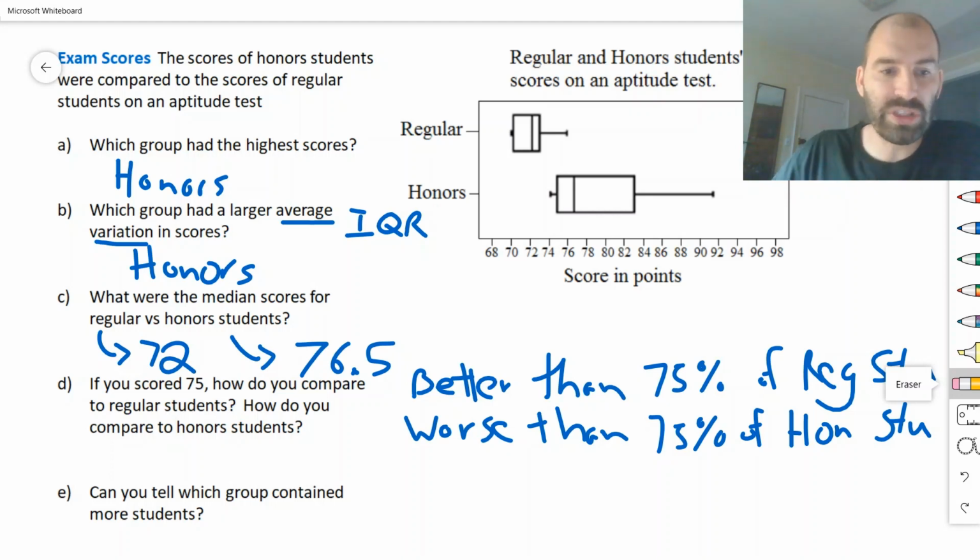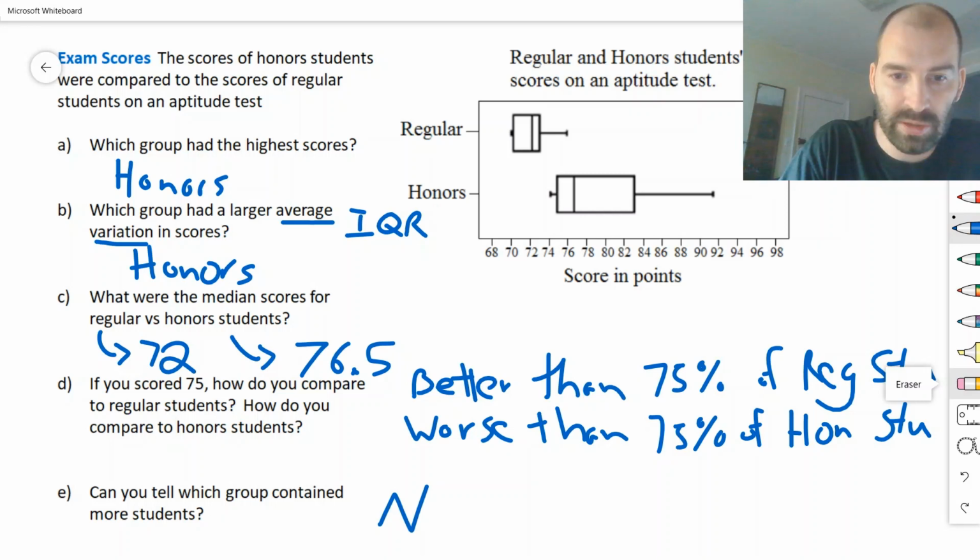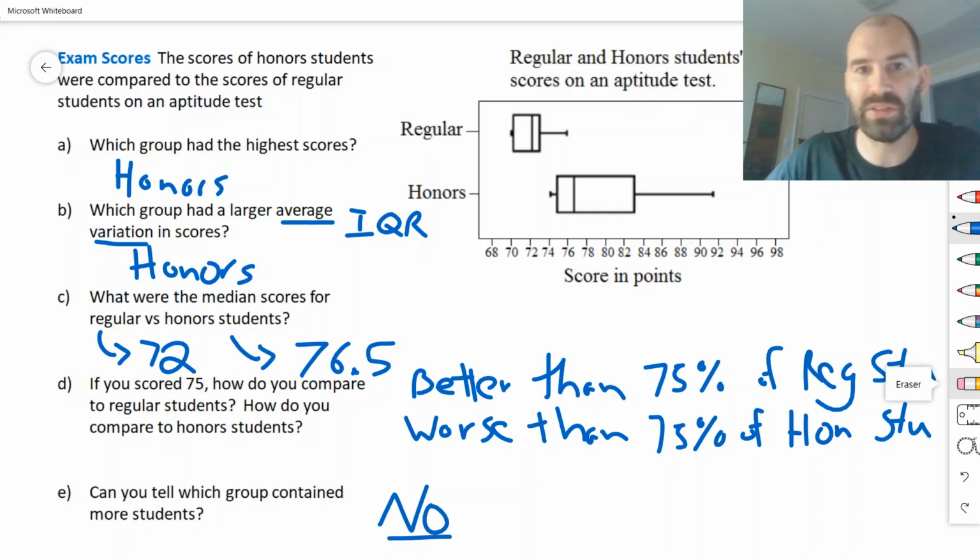So can we tell which group contained more students? Absolutely not. You can't tell. You can't tell how many students were in the regular and how many students were in the honors group. Okay.